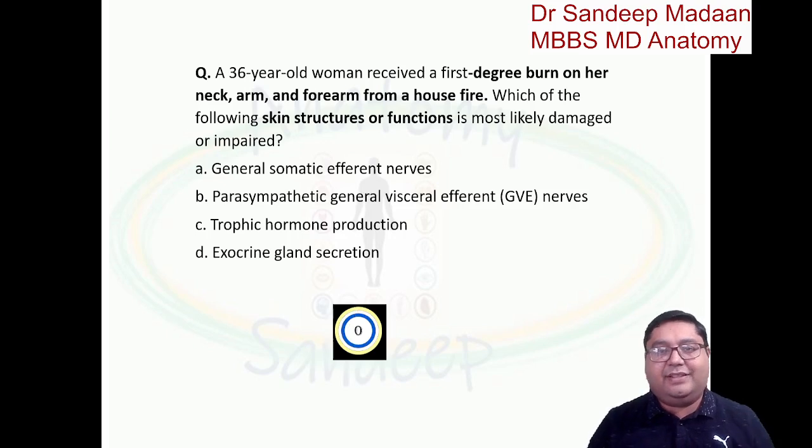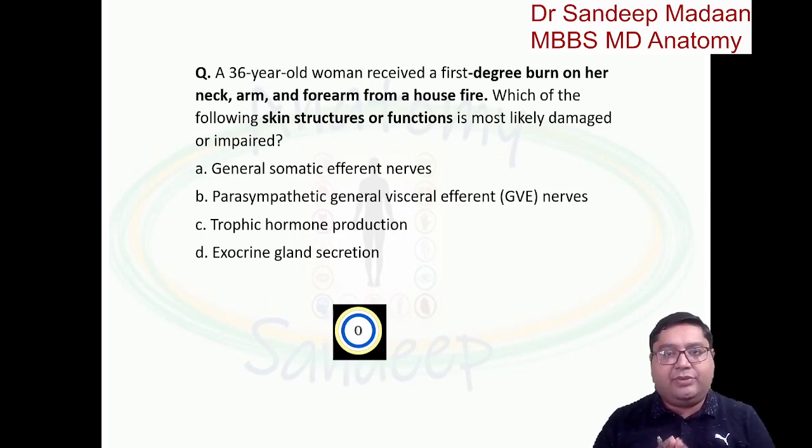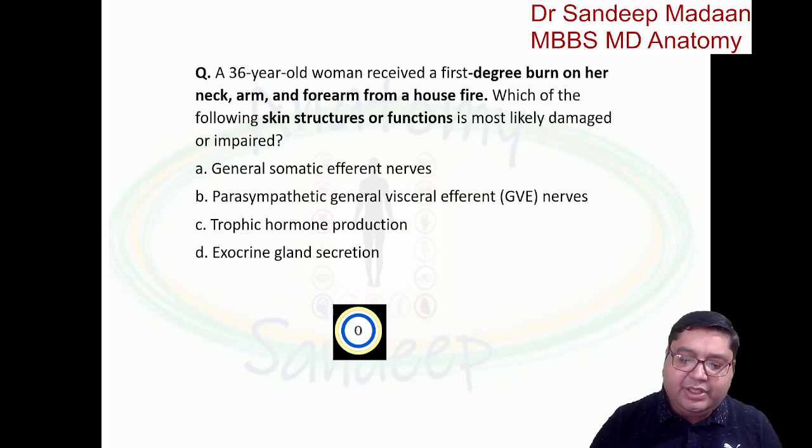Yes, what is your answer, dear friends? Here, we can reach the answer by ruling out the options. We know the skin has glands: sebaceous glands and sweat glands. Those are exocrine glands because they have ducts. So if the skin is burned in any part, exocrine gland secretions will definitely be impaired. So the answer will be D here.